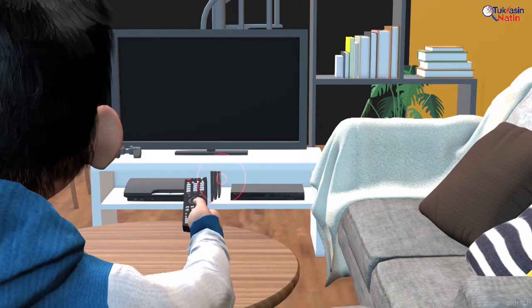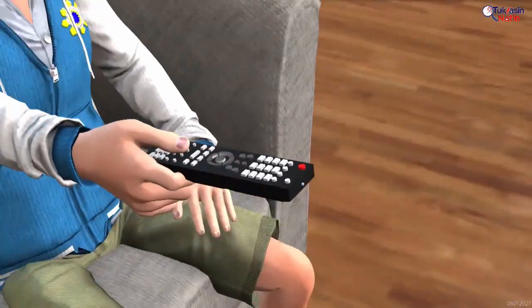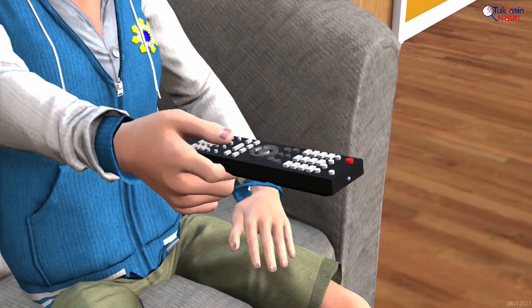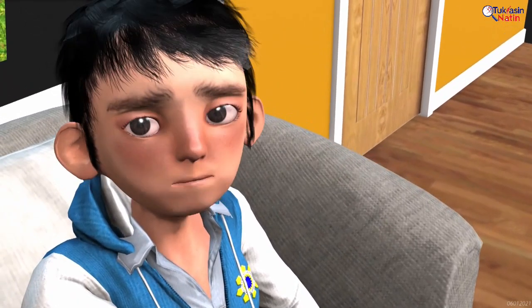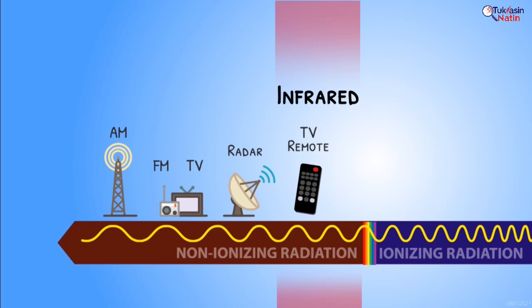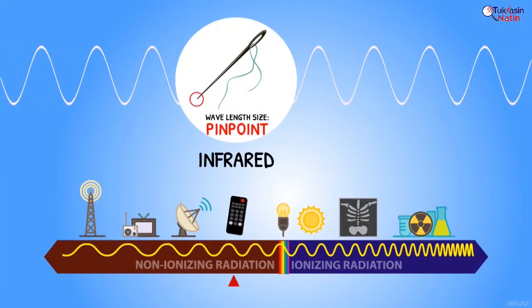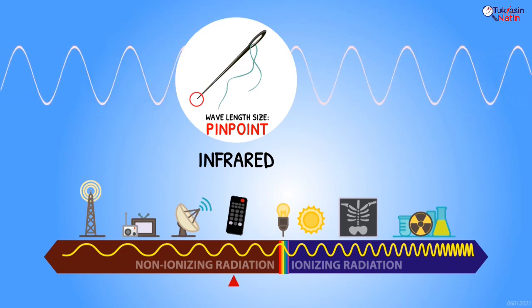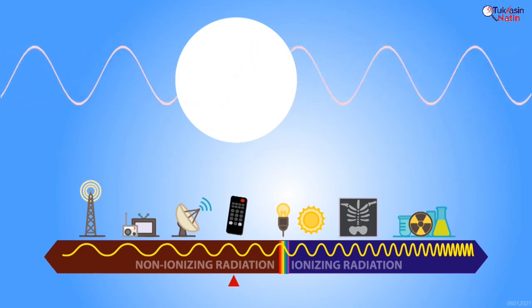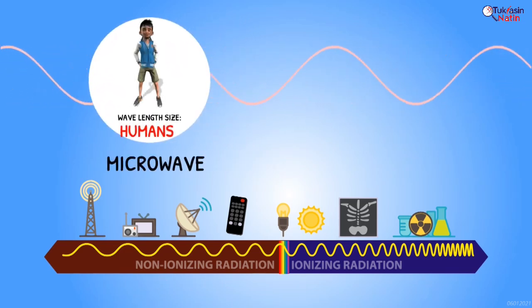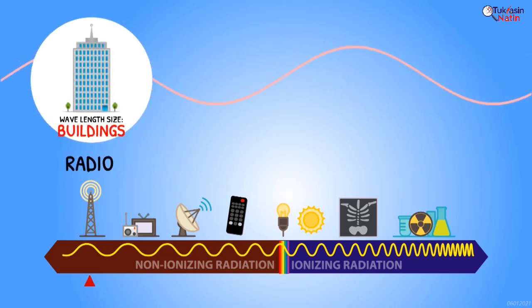Did you know that your remote control also uses radiation to change your TV channels? Really? Remote controls that have infrared technology use infrared light. It's a kind of electromagnetic radiation that can only work for short distances because of its shorter wavelengths. You can see that as the wavelength increases for microwaves and radio waves, the lower the frequency of the radiation, which means the energy is also lower.